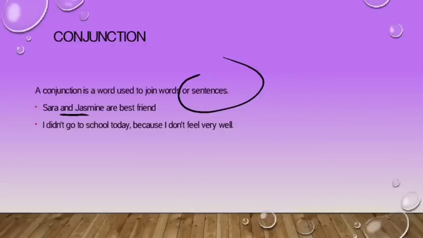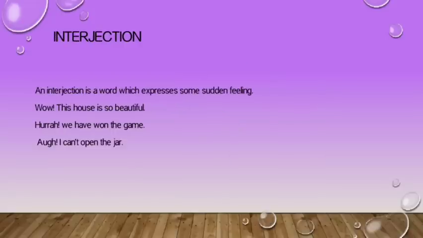Here are two sentences. We call them clauses. The second clause, I don't feel very well, is the reason. And the first clause, I didn't go to school today, is the result. So the conjunction because shows us the reason and result relation. Our last part of speech is the interjection. An interjection is a word which expresses some sudden feeling.